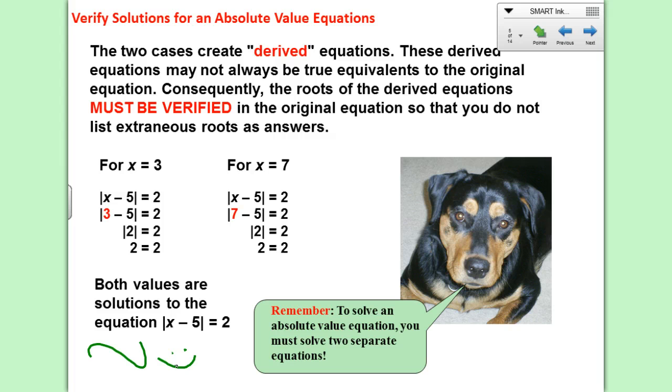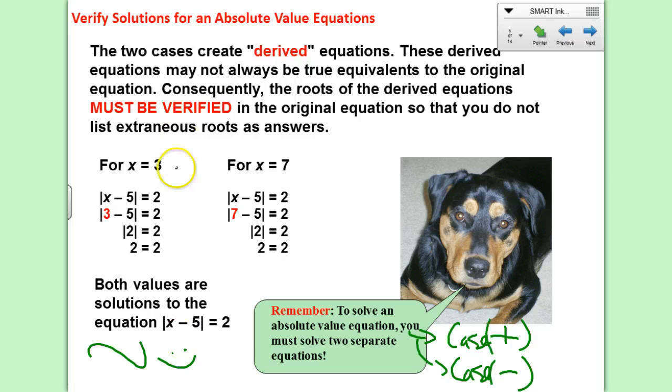Now, what Cal, Mr. K's dog, is saying is that to solve any absolute value equation, you need to solve two separate equations. What are they? They are simply: solve the equation where the case is positive, and solve the equation where the case is negative, and you're good to go.